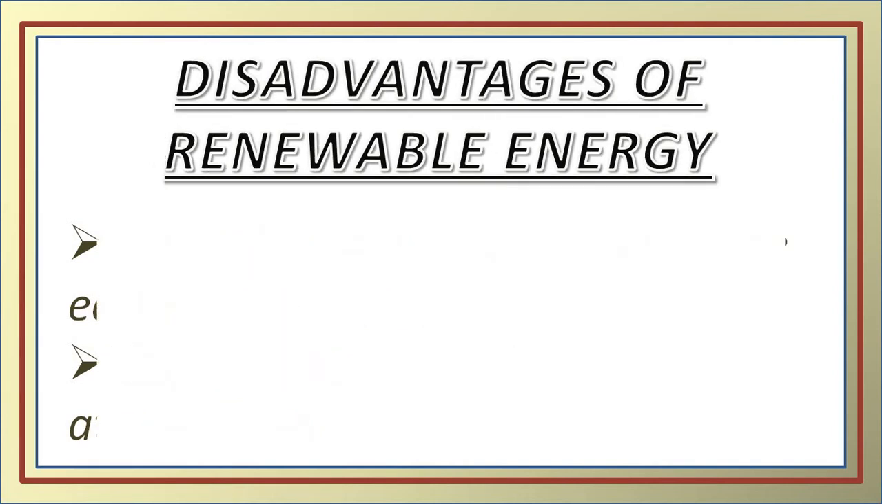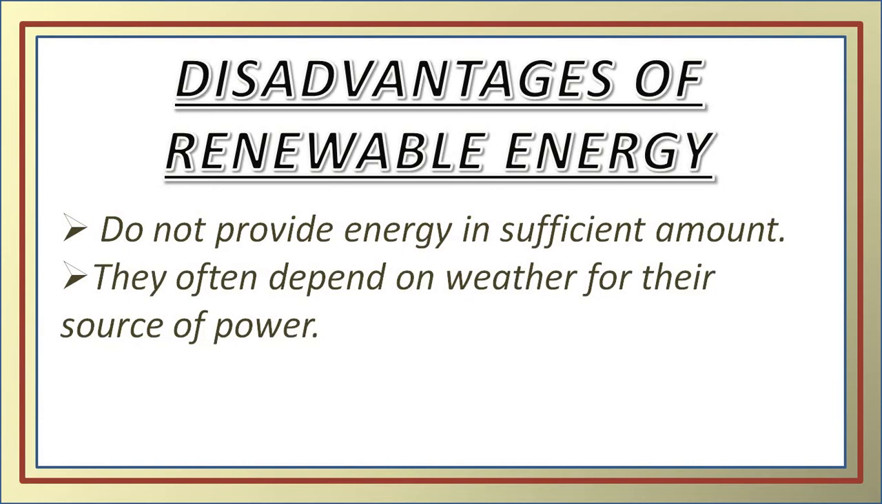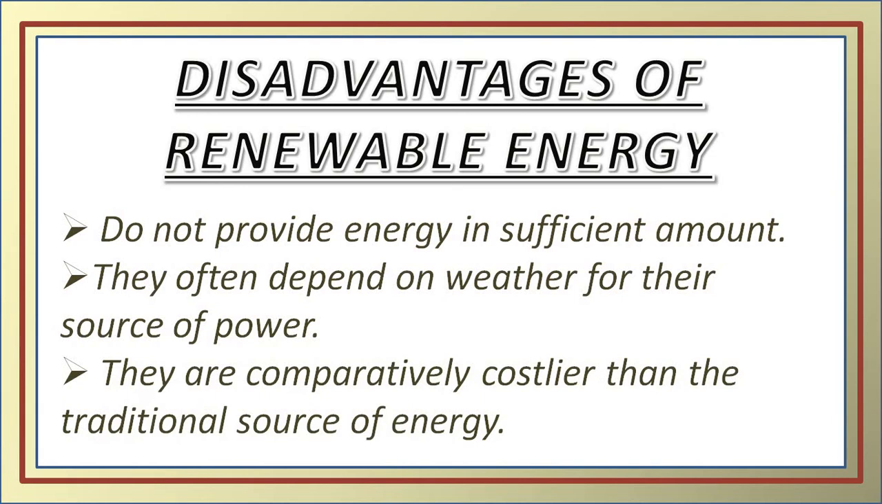Okay. Next is disadvantages. First, they do not provide energy in sufficient amount. If we are talking about a solar cooker used to cook food, it depends on sunlight. So on a cloudy or rainy day when there is no sunlight, this solar cooker will not work. Second, they often depend on weather for their source of power. And last, they are comparatively costlier than the traditional source of energy. Means using a solar cooker, solar geyser, hydroelectricity, these are costlier than the other sources of energy.